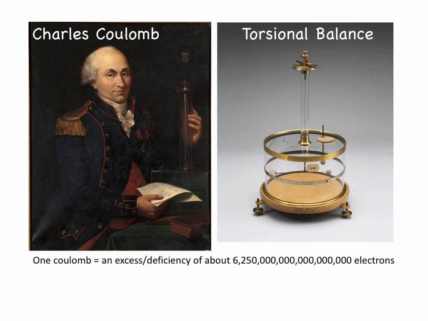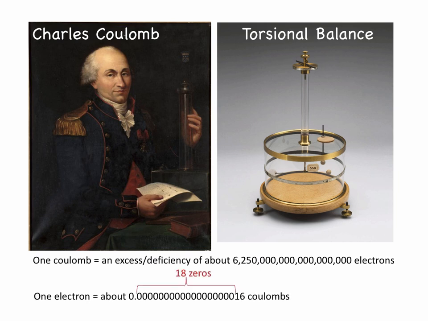The operational definition of a coulomb as a unit of electrical charge, in terms of force generated between 2 points, was found to be equal to an excess or deficiency of about 6,250 with 15 zeros after it. I'm not sure if this is called a trillion, but you get the idea. It's a very large number of electrons. Or, stated in reverse terms, one electron has a charge of about 0.00000000000000000016 coulombs, which means one electron equals about minus 1.602 times 10 to the minus 19 coulombs.